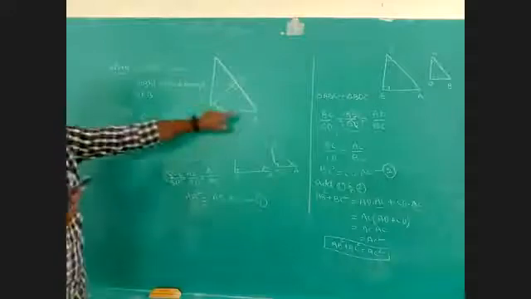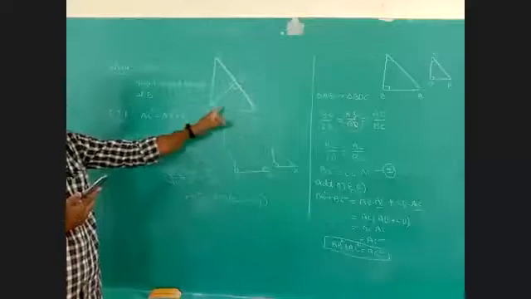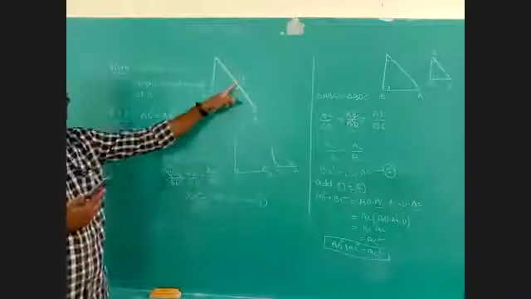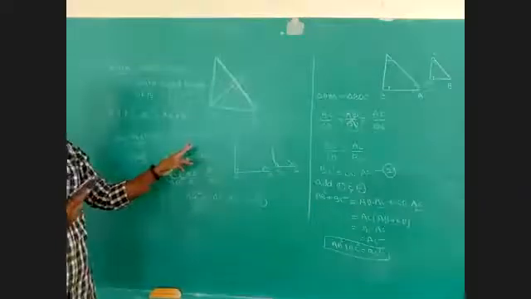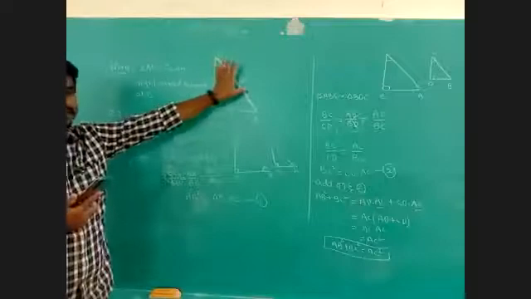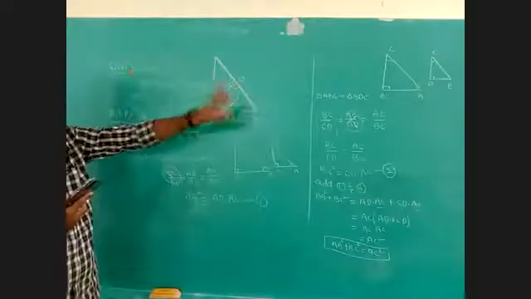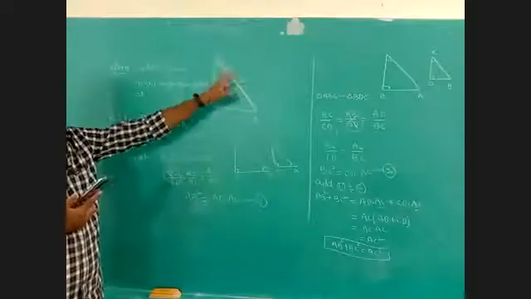Okay, now in right angle triangle ABC, prove that hypotenuse square equals base square plus height square. Construction: draw the perpendicular line BD perpendicular to AC. If you draw BD perpendicular to AC, this total right angle triangle is divided into two right angle triangles. That is, the first right angle triangle is ADB, the second right angle triangle is CDB.